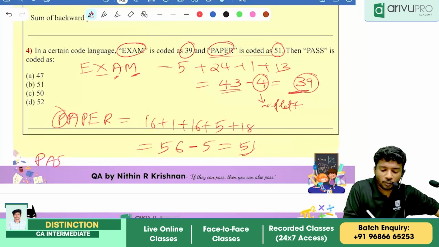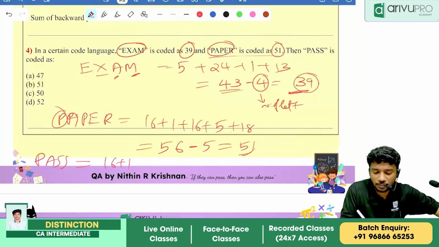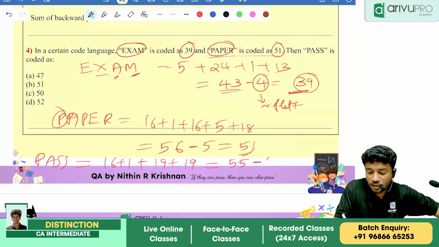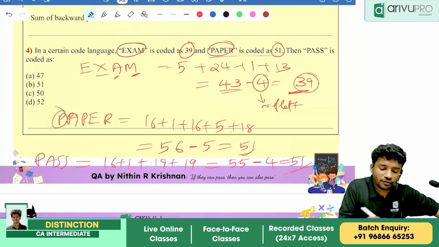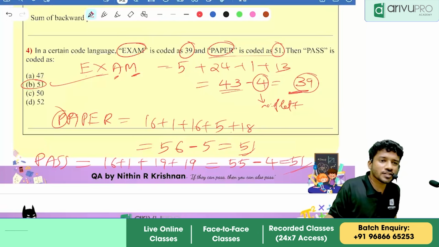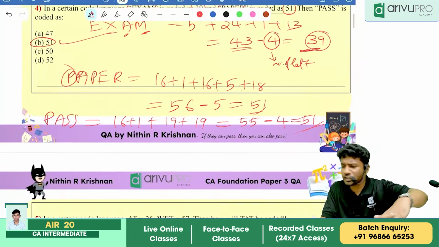We need to find for pass. Pass is how much? 16 plus 1 plus 19 plus 19, which is equal to how much? 55 minus what? 4, which is equal to how much? 51. Which option is the answer? Option B is the answer. Understood the method? Can we go for the next question?